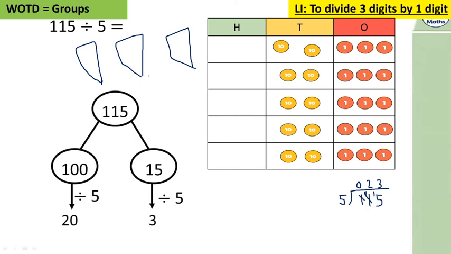And as we've done that, we can represent it as a part-whole model. We've shown that 100 divided by 5 is 20, to exchange that into our tens to find that out. So 100 divided by 5 is 20, then we had 15 left over. 15 divided by 5 is 3, add them together, get 23. So this 115 has been partitioned into 100 and 15. 3 different methods. Which do you prefer?